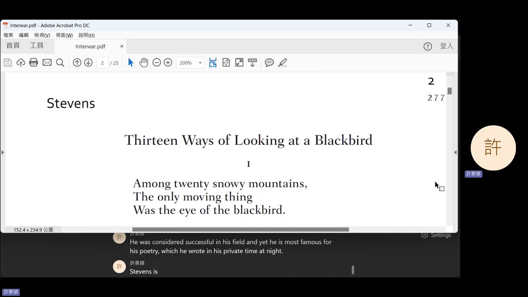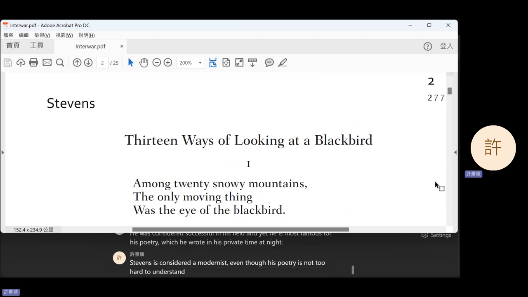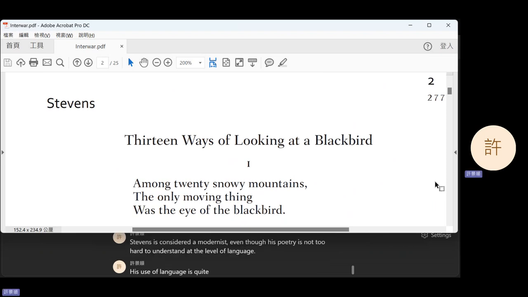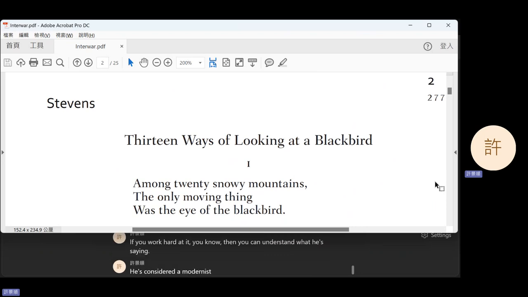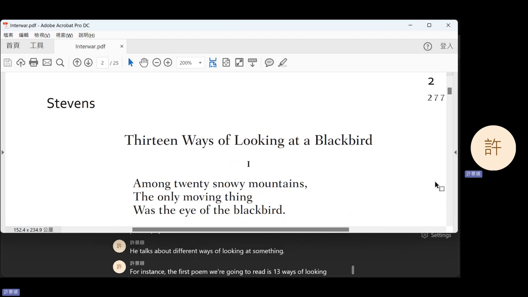Stevens is considered a modernist, even though his poetry is not too hard to understand at the level of language. His use of language is quite non-experimental. I don't want to say traditional, because it's not traditional, but it's not experimental. If you work hard at it, then you can understand what he's saying. He's considered a modernist because he uses his poetry for philosophy. He talks about different ways of looking at something. For instance, the first poem we're going to read is 13 Ways of Looking at a Blackbird.